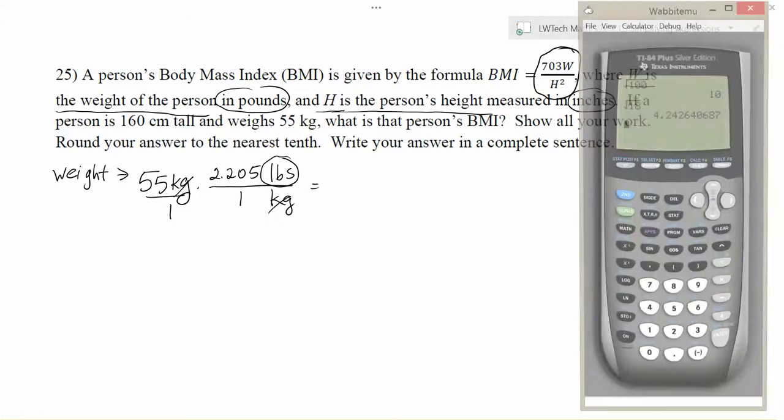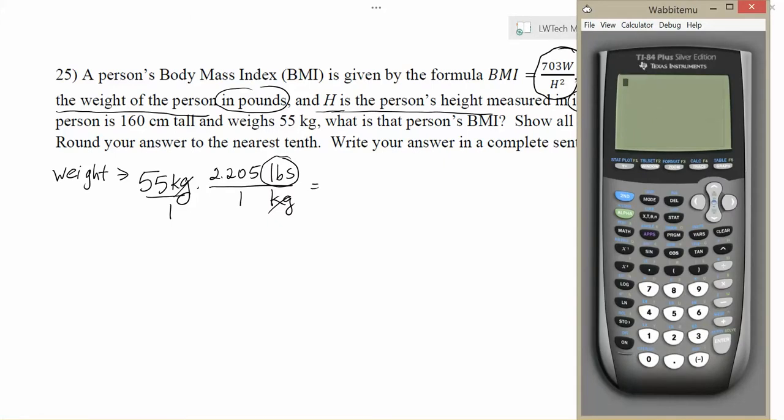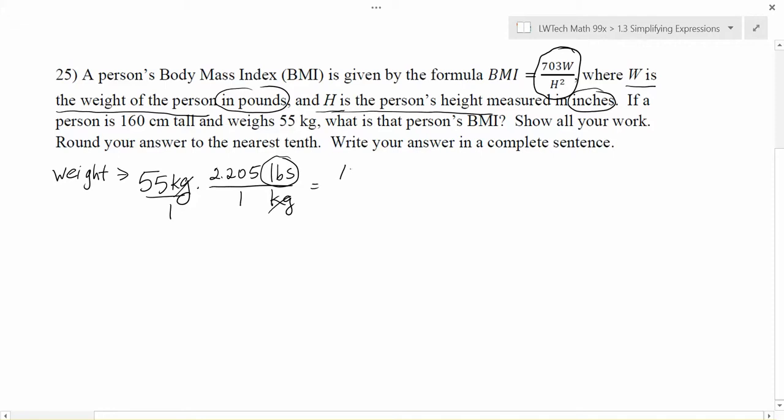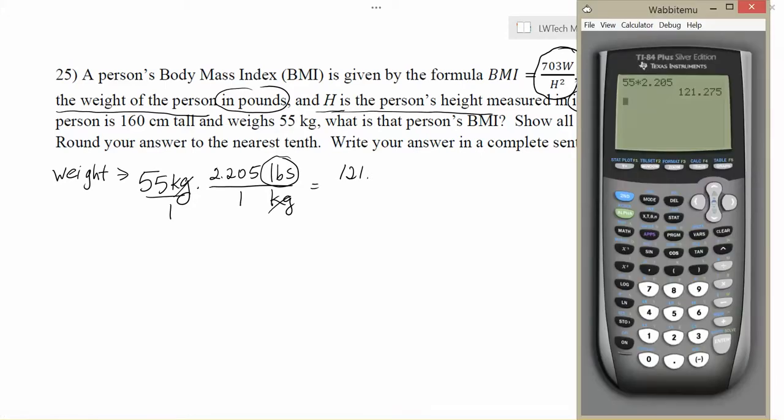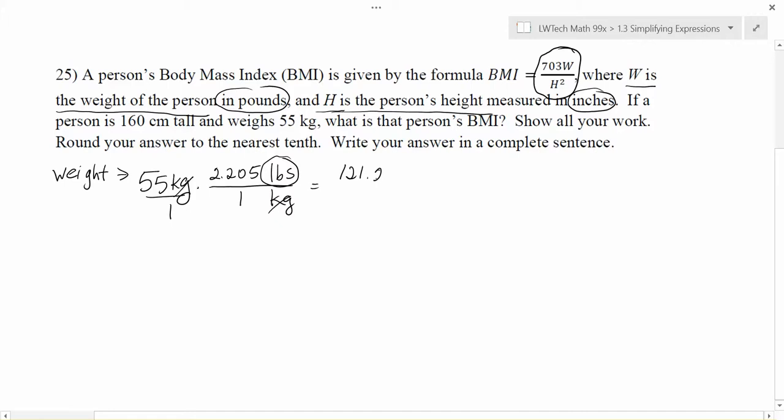All right, let's pull up the calculator. We're going to do 55 times 2.205, and that gets me 121.275. Oops, I forgot the 275 on the top over 1, so 121.3 pounds. We'll just go ahead and round that there.